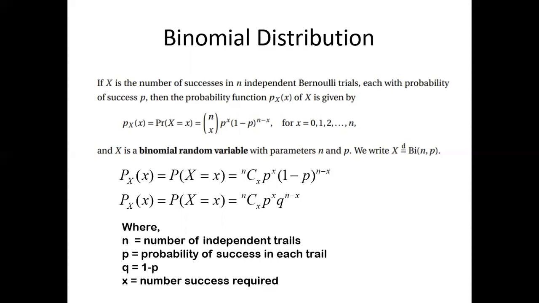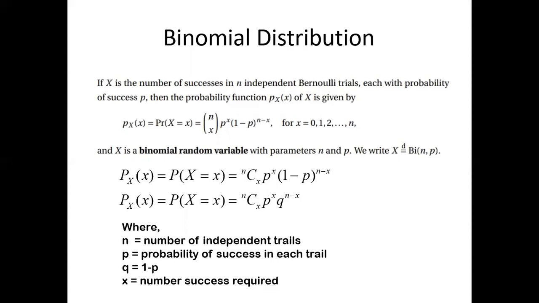So there are n independent trials, and x is the number of successes. In other words, the probability function p of x equals nCx p power x into q power n minus x, where p plus q equals 1. Now x is the binomial random variable with parameters n and p.